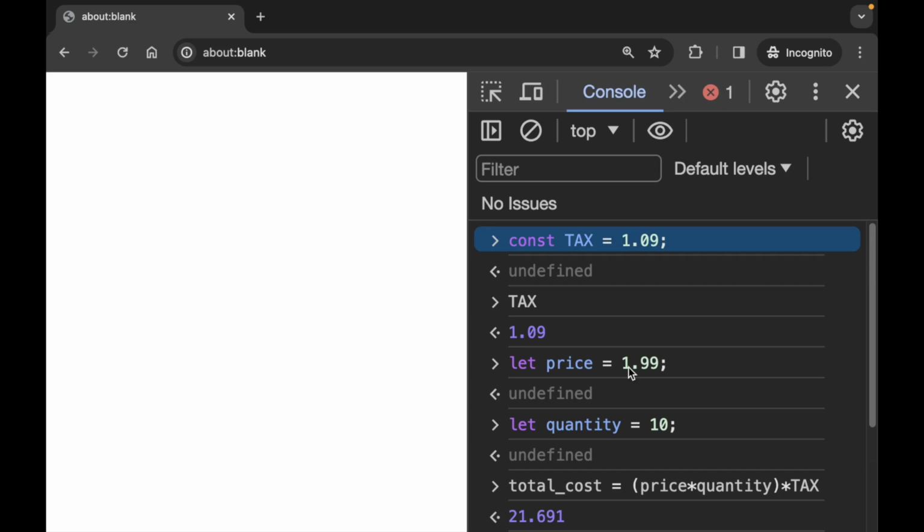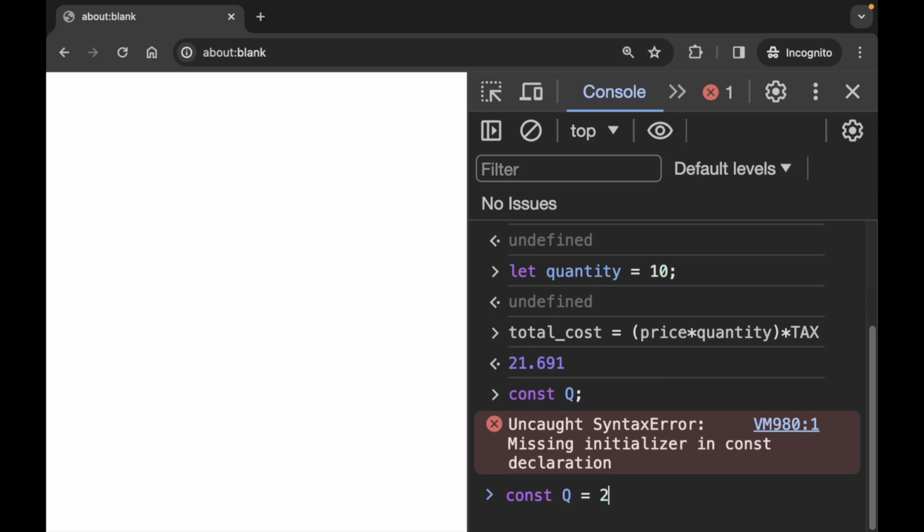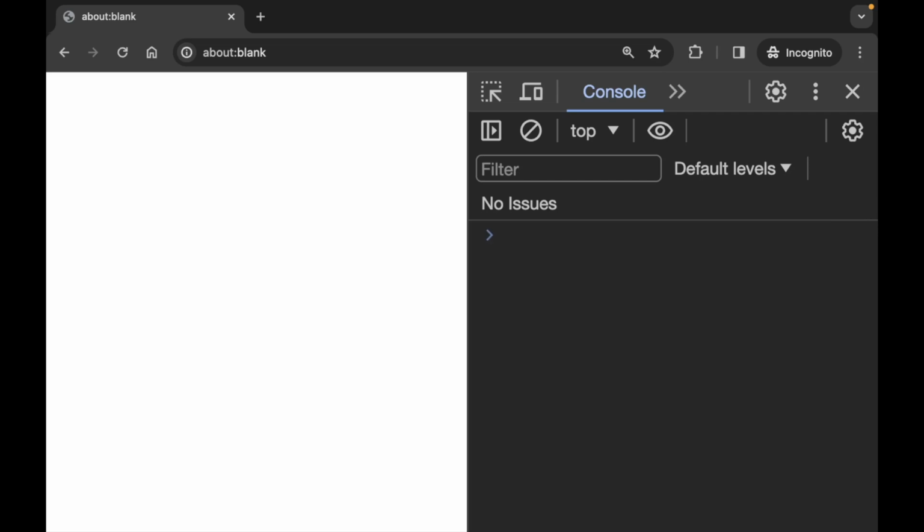So if we say const q is equal to 200, now look, there's no issue there whatsoever because it was initialized. Now, a couple other things that we probably need to talk about is naming conventions. Naming conventions when it comes to using these types of code and everything else, we want to have a couple things.